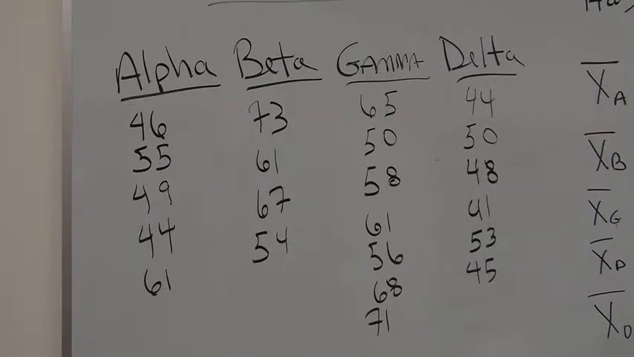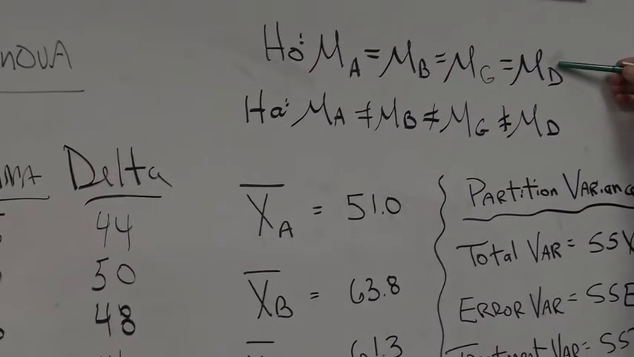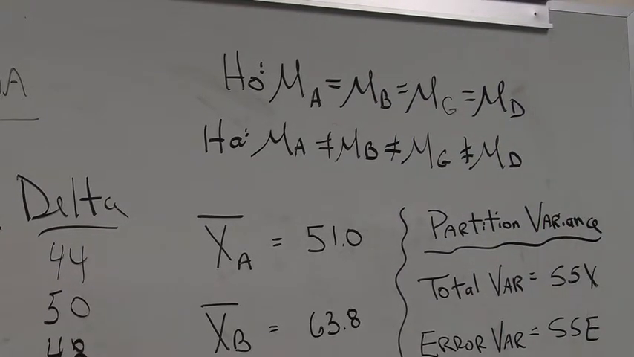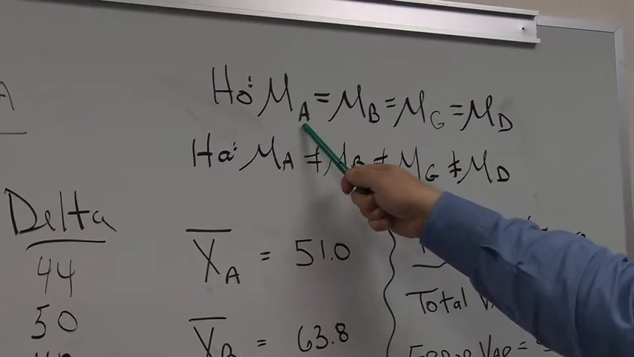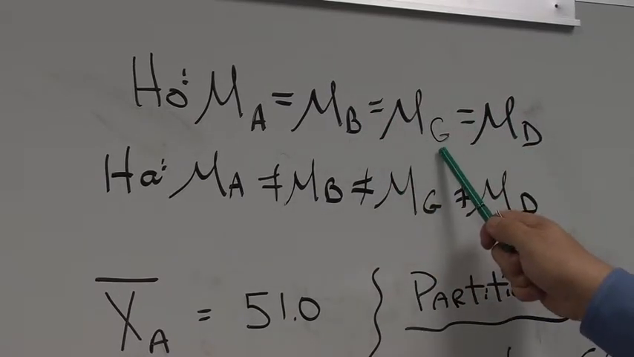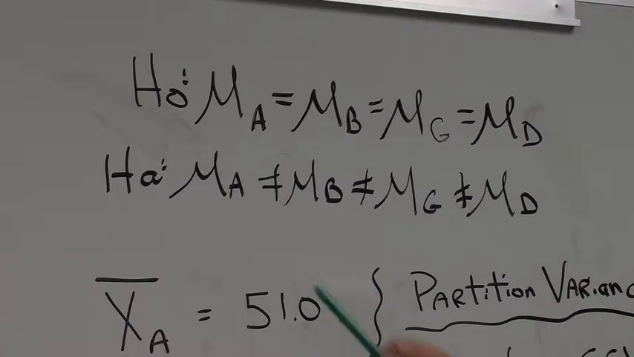Okay? Then we look at the null and alternative hypothesis. Our null hypothesis is that there's no difference between the 4 brands of tires. So our null hypothesis is essentially that the average life for a set of alpha tires is equal to the average life for a set of beta tires, is equal to the average life for a set of gamma tires, is equal to the average life for a set of delta tires. Okay? So the null hypothesis is that regardless of the brand of tire, those tires all last about the same number of miles.